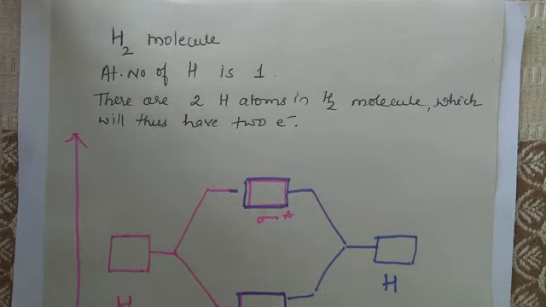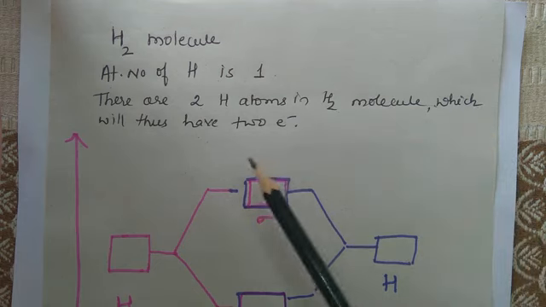Now let us see energy level diagrams for molecules starting from atomic number 1 to atomic number 10. As you go on seeing this, you will be able to write it on your own. Now the atomic number of hydrogen is 1. There are 2 hydrogen atoms in a hydrogen molecule, which will thus have 2 electrons.